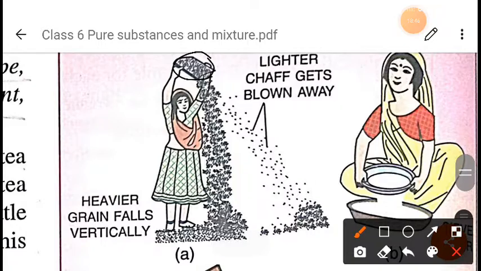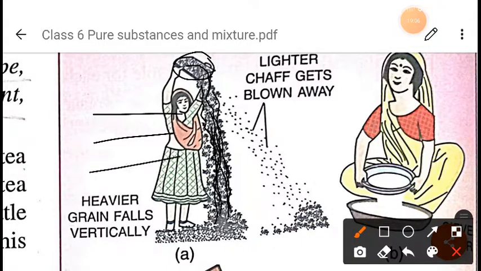So in this, here we have taken rice which is mixed with husk, right? When we start dropping it from a height, what will happen? The rice, since it is heavier, will drop vertically like this, and the husk particle, since it is lighter, will be blown away from the rice with the help of the wind. It will come here and the rice will come here.